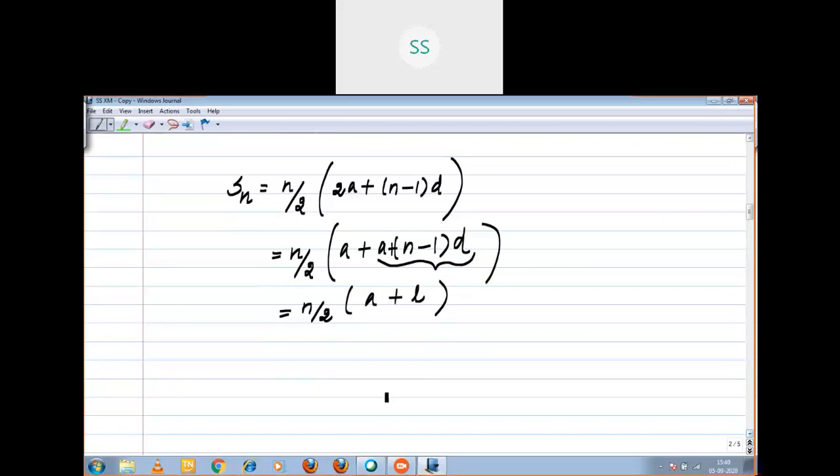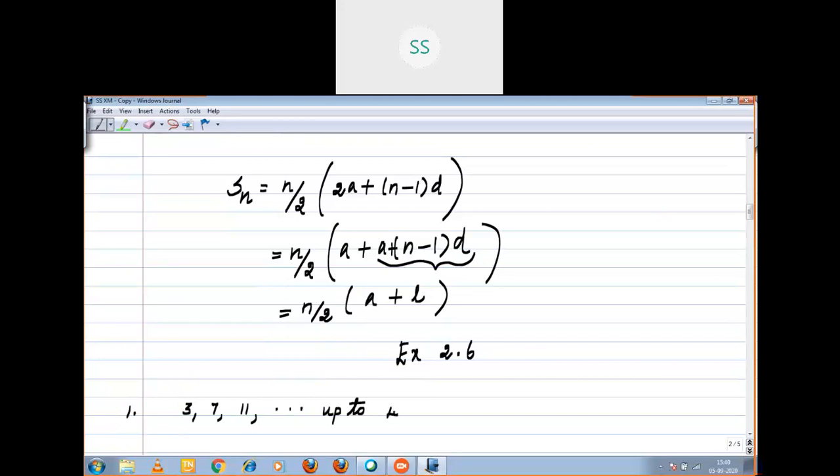Now I am going to enter into exercise 2.6. Now you see question number 1. Find the sum of the following: 3, 7, 11, etc. up to 40 terms.